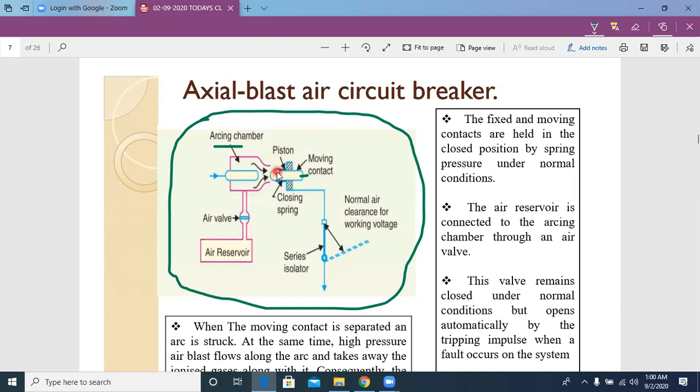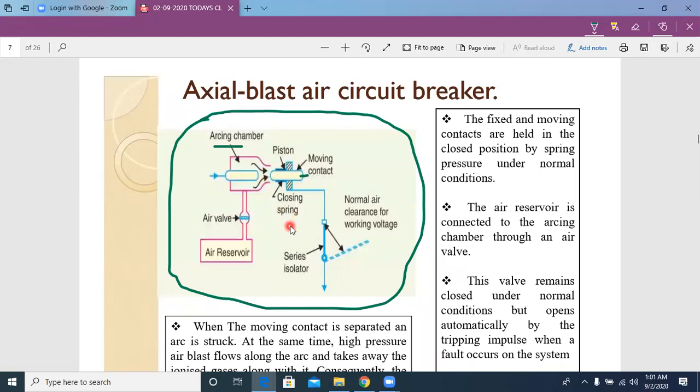When the pressure air comes to the arc chamber, it takes away the free electrons from the contacts. When it takes away the free electrons, automatically the dielectric strength of the medium between the contacts is increased, and when the dielectric strength is increased, the arc is extinguished or vanished. This is what happens in this type of circuit breaker.